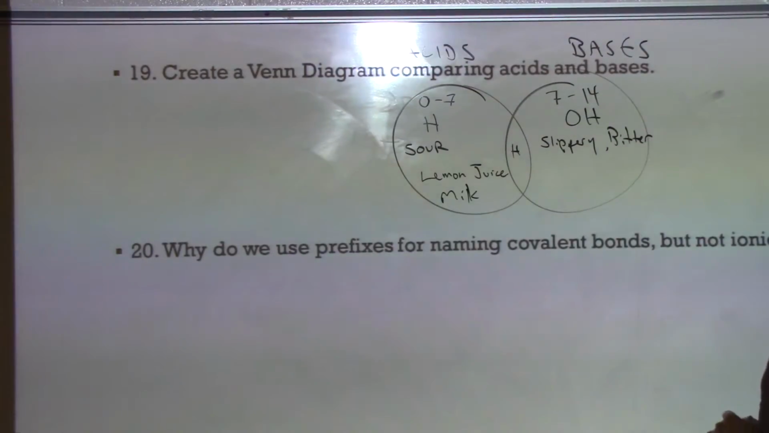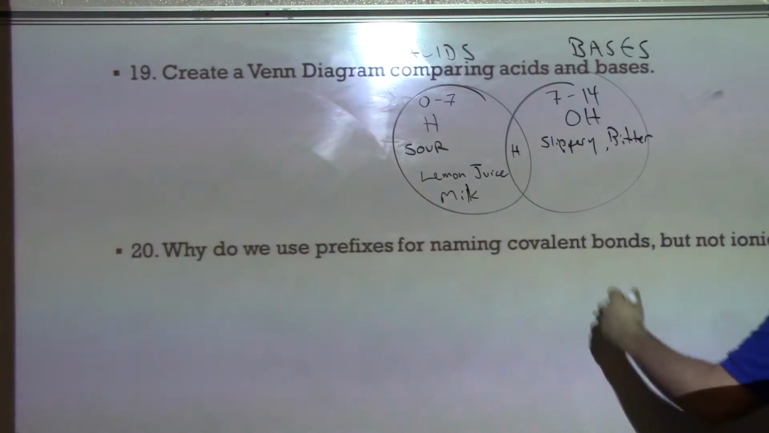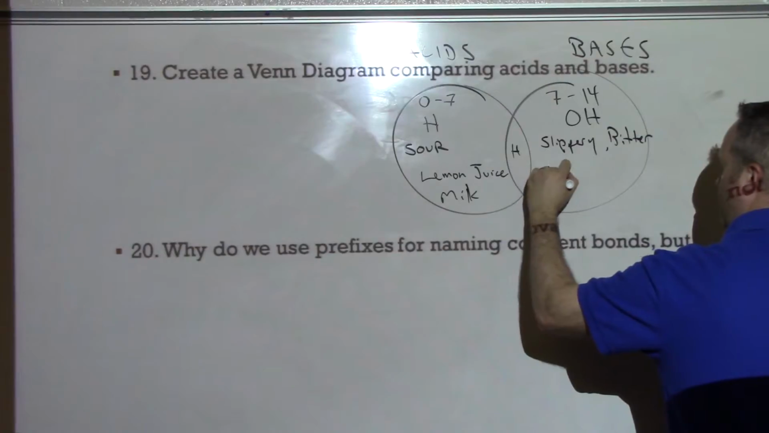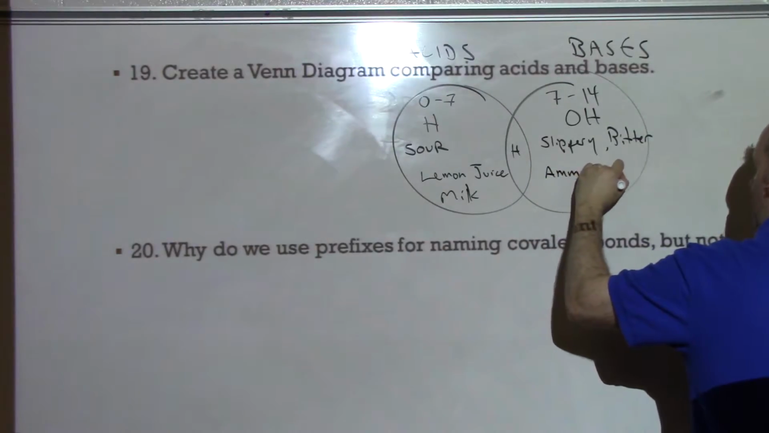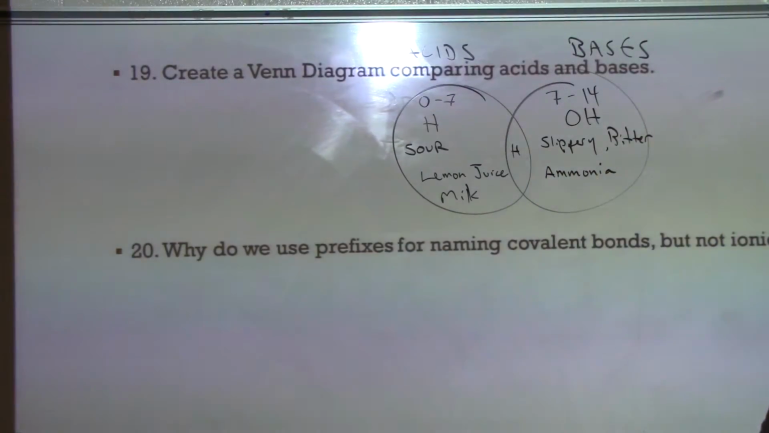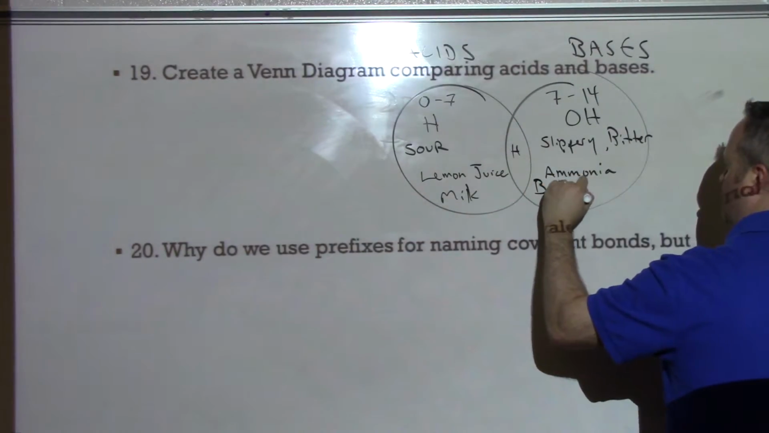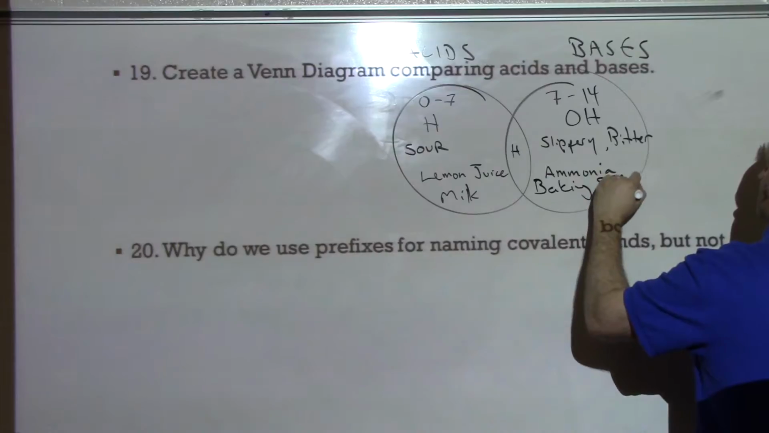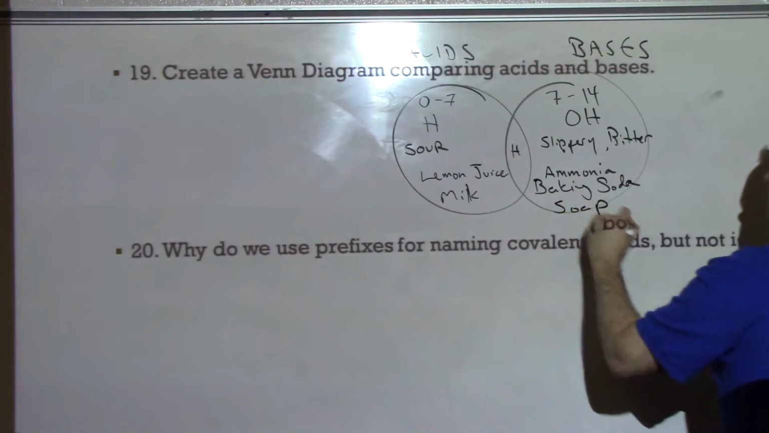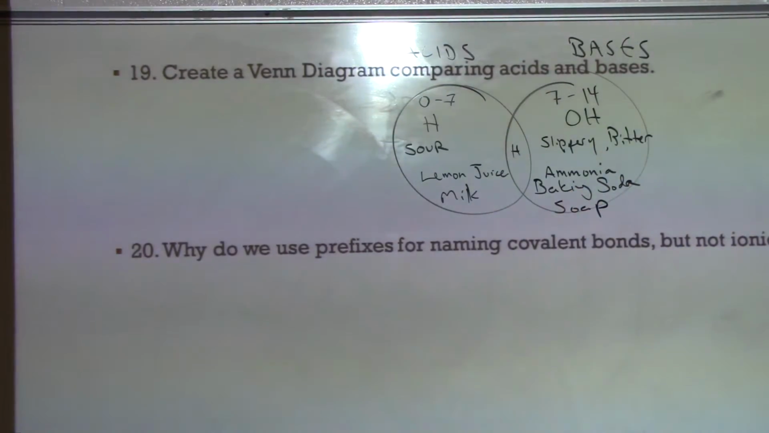Looking over at bases, some examples of those. First of all, ammonia. Window cleaner has a very pungent odor. That is going to be an example of a base. And then baking soda and also soap. Those are all going to be examples of bases.